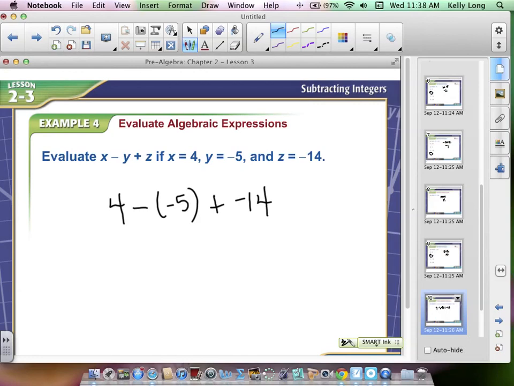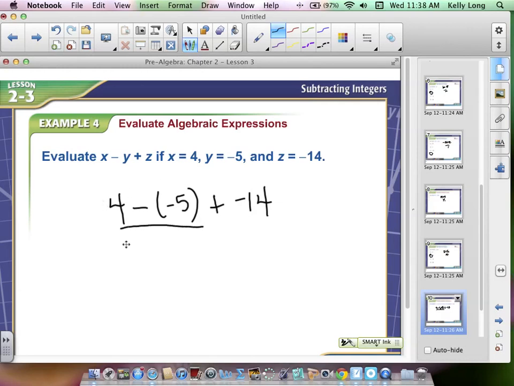Okay, well, how do I know what to do first? Follow your order of operations. Order of operations doesn't go away just because you're throwing integers in there. Still have to follow that same order of operations. So there weren't any parentheses or exponents, multiplication or division, excuse me. We're just going to do our addition and subtraction left to right. So I've got to do this part first.